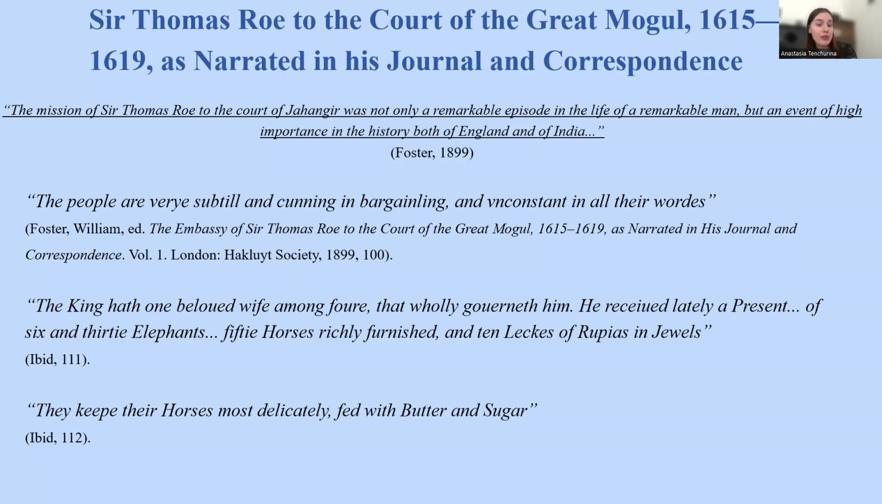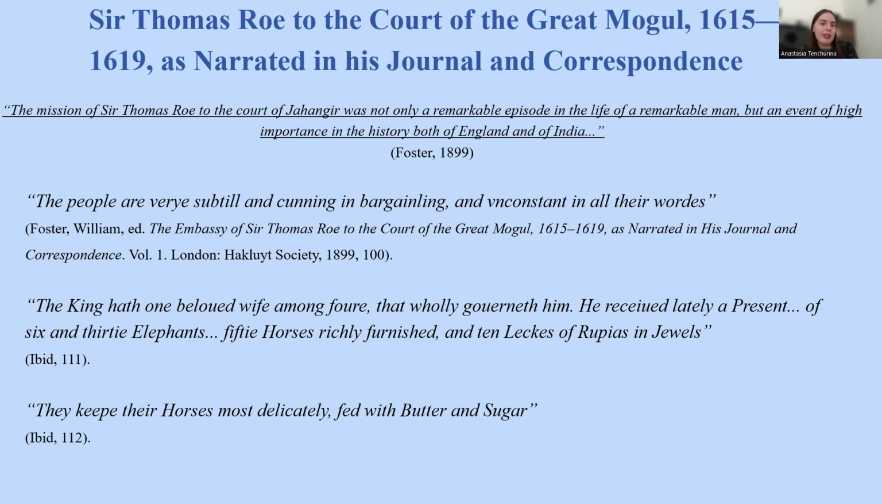And you can see here Foster's introduction, which is already quite interesting because it reads Roe's mission retrospectively through the later history of British India after 200 years. So he writes that the mission was not only a remarkable episode of the life of a remarkable man, but an event of high importance in the history both of England and India. And then he describes the footing obtained by the despised traders from the West and the first step in a march of conquest. So this editorial framing matters because it turns Roe's embassy into the beginning of a longer imperial story. That's why I'm starting with him. And I argue it's not merely a diplomatic record, but an increasingly popular document with huge significance that is retrospectively tied to British imperial expansion.